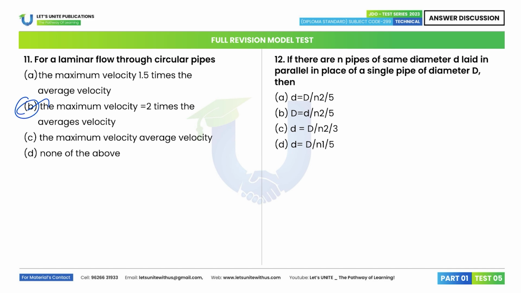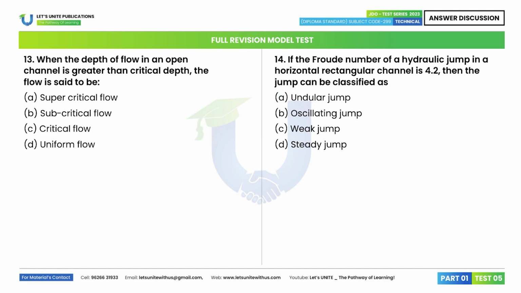Twelfth question, if there are n pipes of same diameter d laid in parallel in place of a single pipe of diameter D, the formula is D equals d times n to the power 2 by 5. Option A is the correct answer. Thirteenth question, when the depth of flow in an open channel is greater than critical depth, the flow is said to be subcritical flow. Option B is the correct answer.